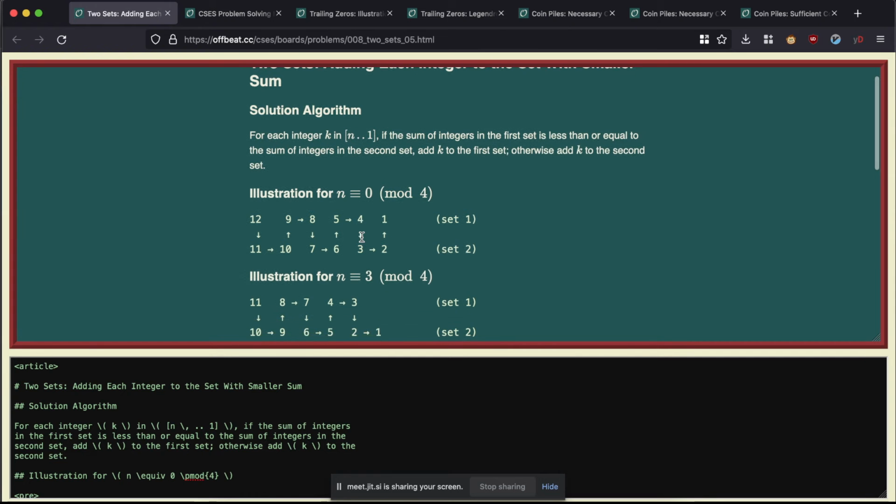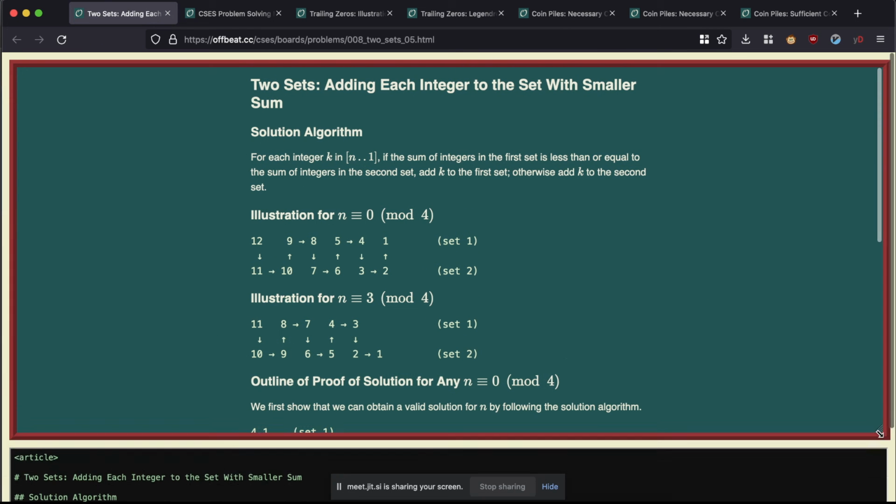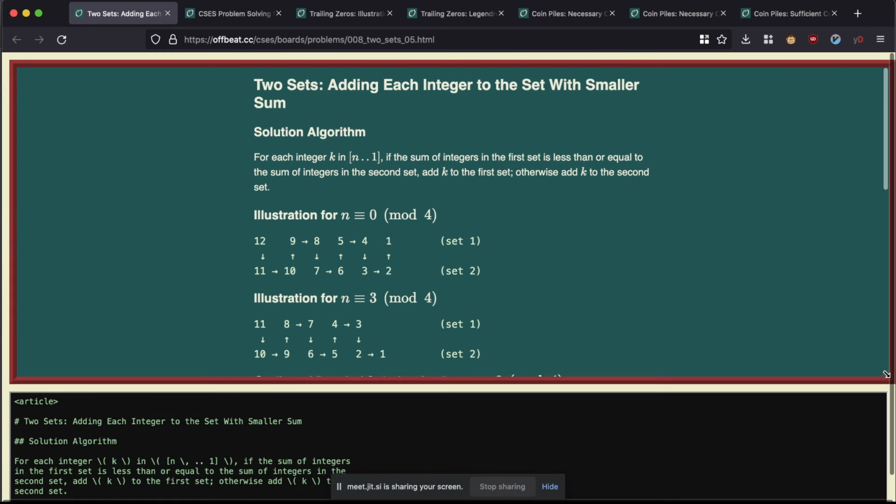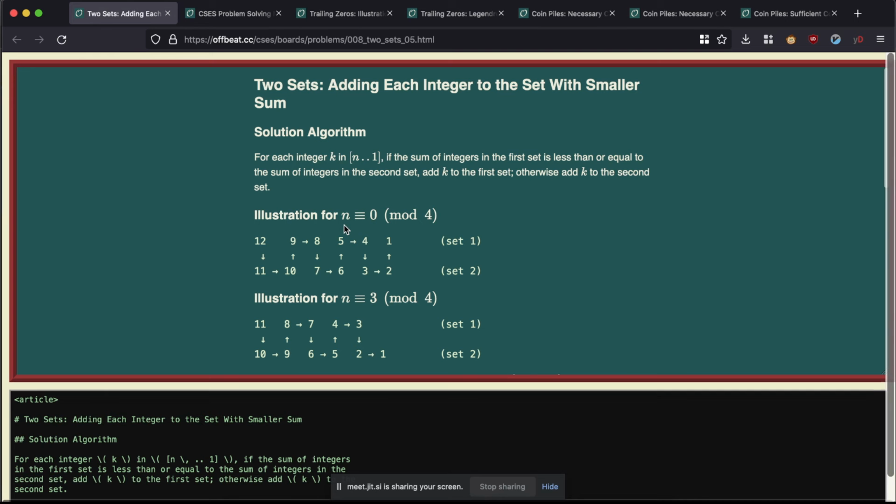And here are two illustrations to see how the solution works. The first illustration is for n being a multiple of 4, and the second illustration is for n being a multiple of 4 plus 3, because those are the two types of numbers that give us solutions. We know that if n is a multiple of 4 plus 1, or if n is a multiple of 4 plus 2, we don't have a solution. We discussed that in detail yesterday. So for now, we'll just focus on these two types of n and see if it is guaranteed to arrive at a solution following this approach.